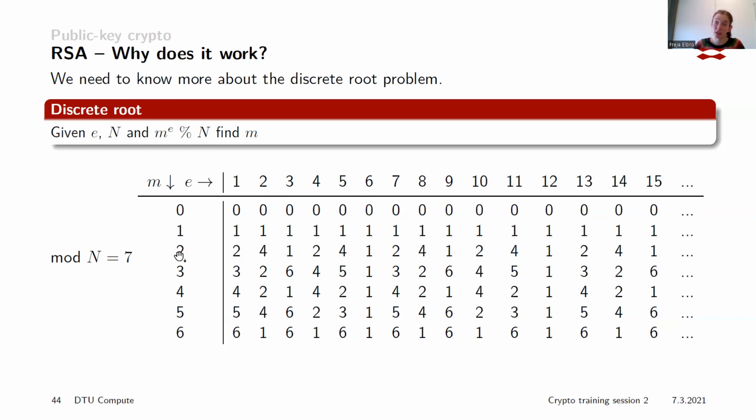However, for example, if I take 2 and I raise it to different powers, 2 to the first is just 2, 2 squared is 4, 2 cubed is 8, which is 1 modulo 7, and so on. So I hope that it makes sense to you how this table is generated. Now I want you to just take a moment and see what patterns emerge in this table.